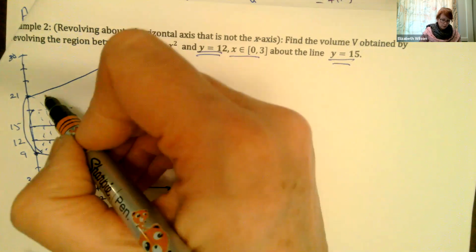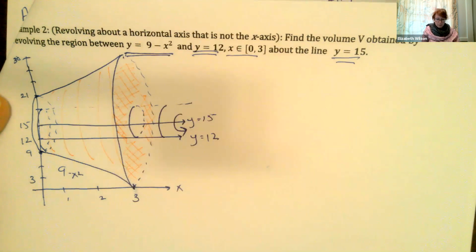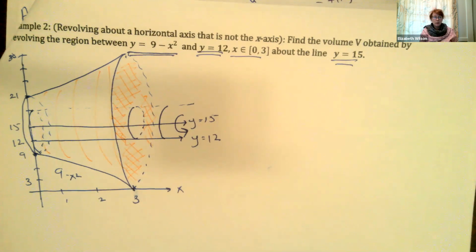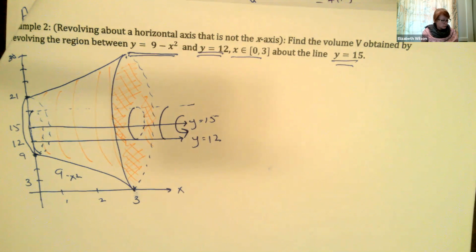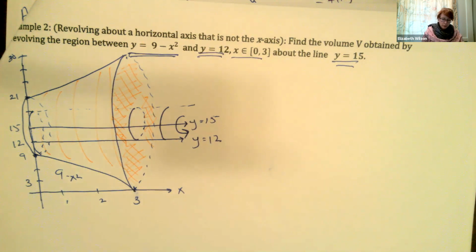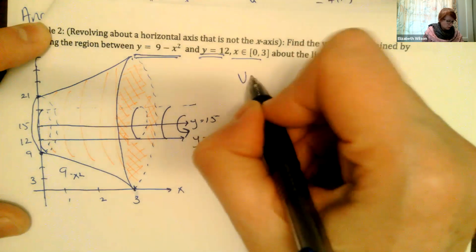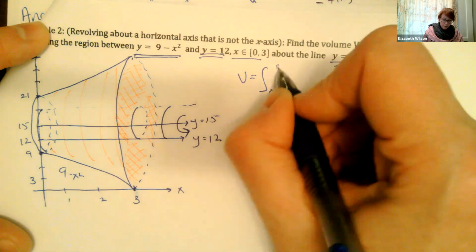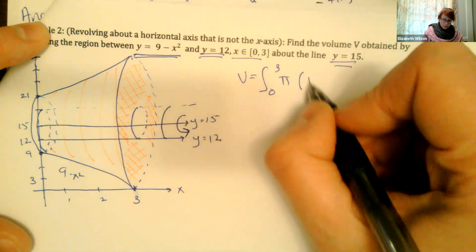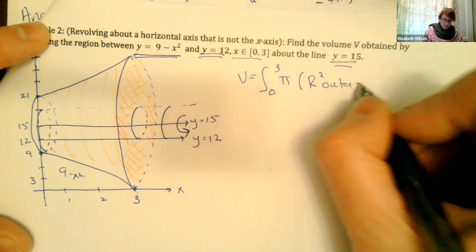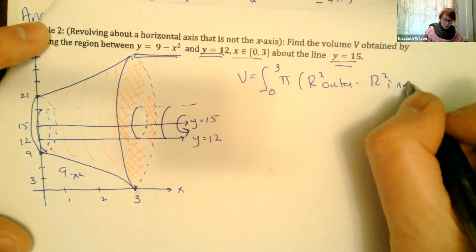Okay, and we've got this empty gap, this air gap, right, in between, this little circle in between. So remember, let's remember. Our volume, we're going to go from 0 to 3. I can pull that out right away. I'm going to do outer minus inner dx.